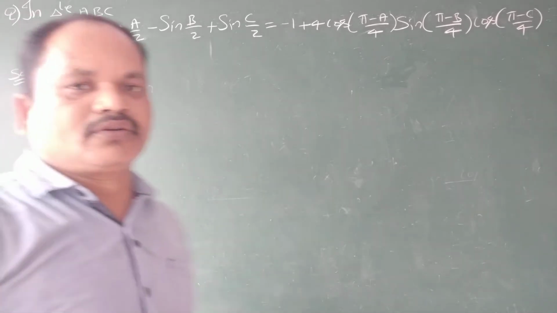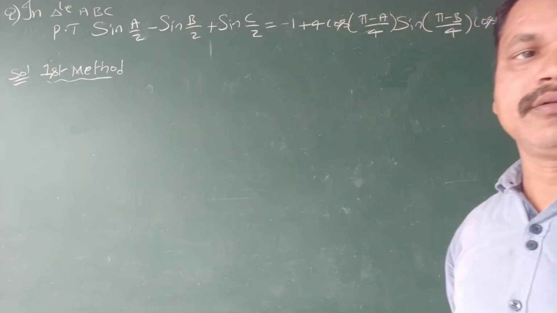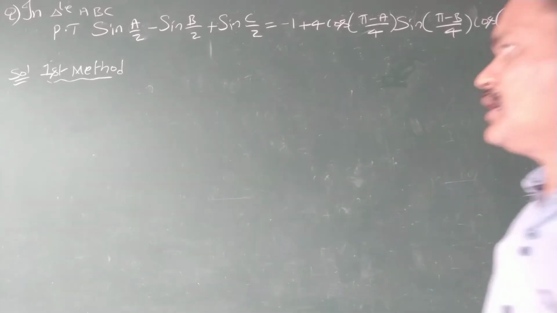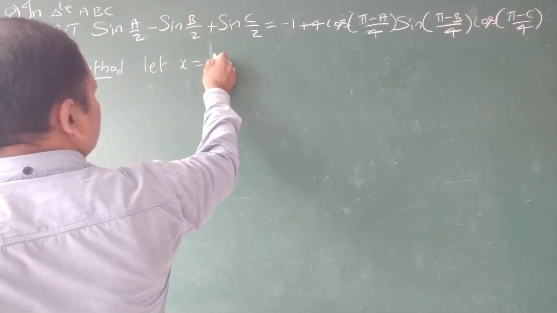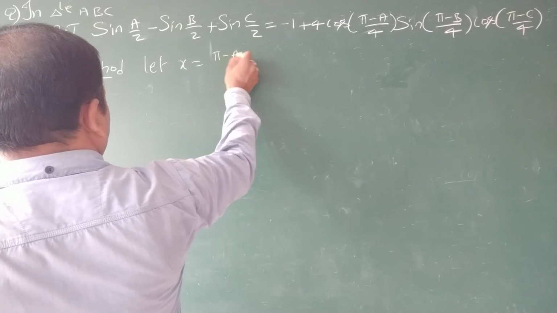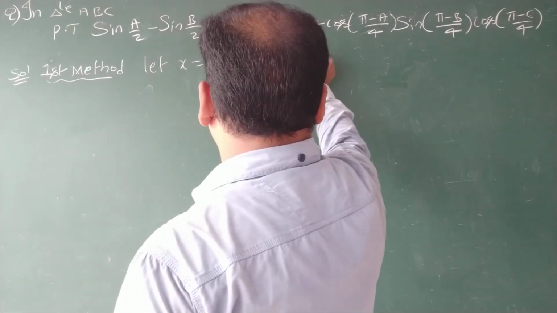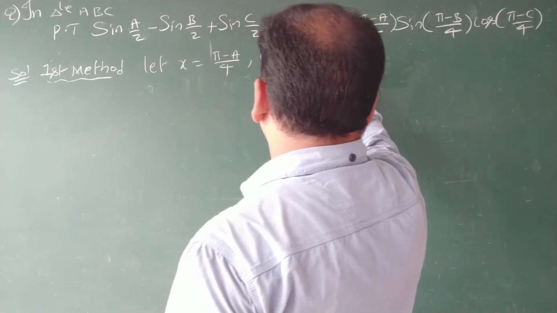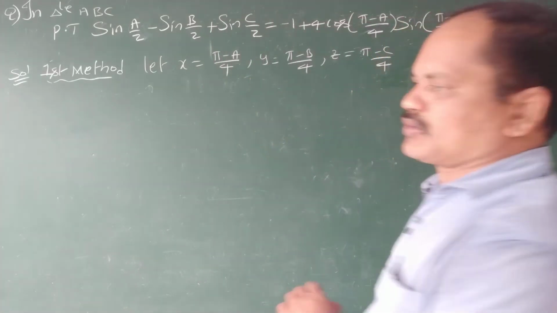for this one we have to take, let x is equal to pi minus A by 4, y is equal to pi minus B by 4 and z is equal to pi minus C by 4.